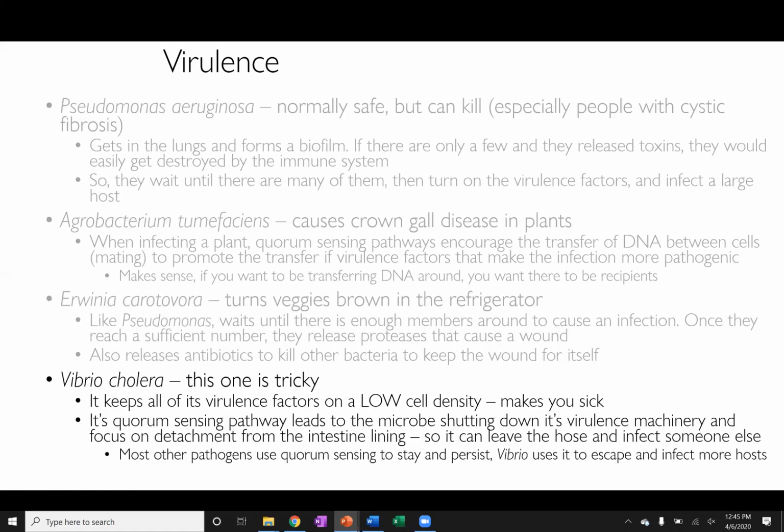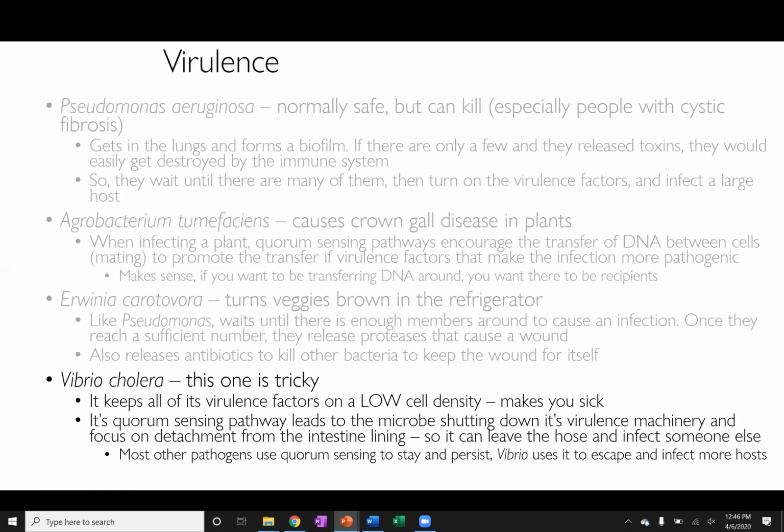And then finally, we'll talk about Vibrio cholerae, and we'll talk about a very close relative of cholera, Vibrio fischeri, in a moment. But Vibrio cholerae is sort of weird. It keeps all its virulence factors on at low cell density, and this is what makes you sick. Its quorum sensing pathways lead to the microbe shutting down its virulence machinery and focusing on detachment from the intestinal lining. The idea is that it makes you sick, gets to high enough cell density so that it can then detach and go out into the world and infect other hosts.